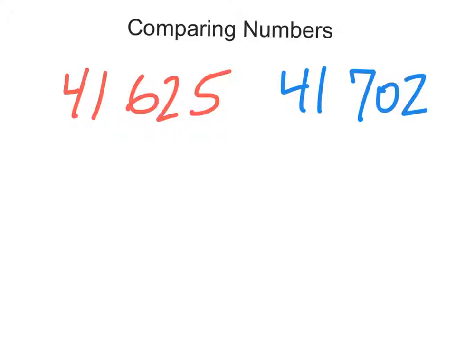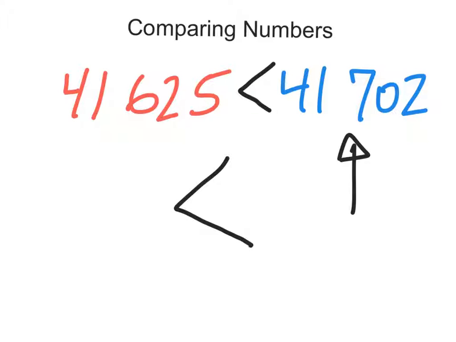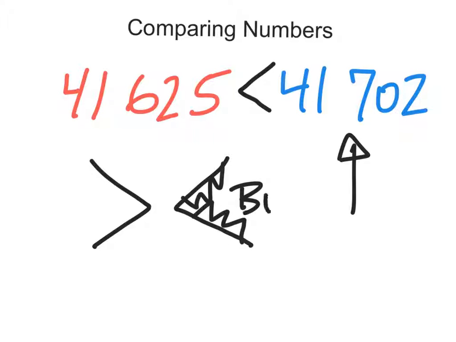So the way that I write this is like that. 41,702 is greater than the other number. Whenever we make our symbol this way or this way, we want to think of it like a hungry mouth, and it wants to eat the big number. So whichever way your mouth is opening to, that's the biggest number.